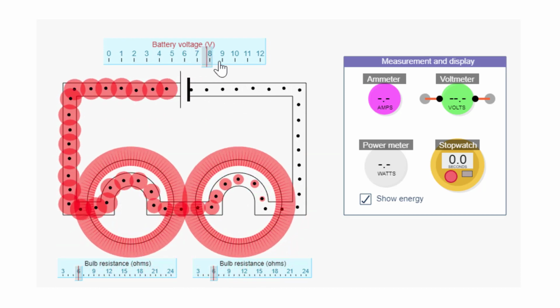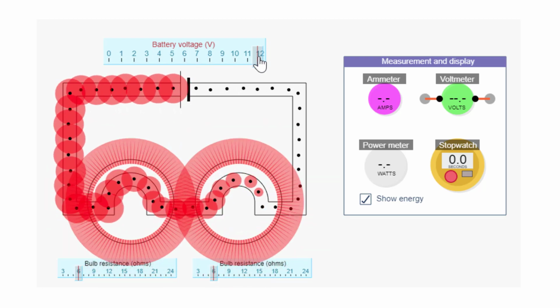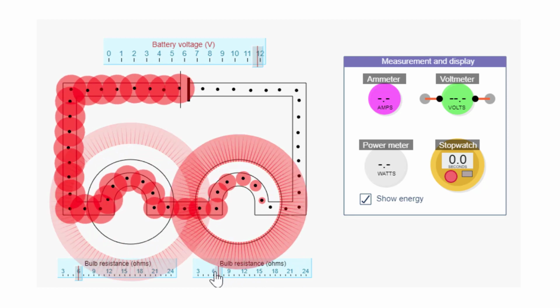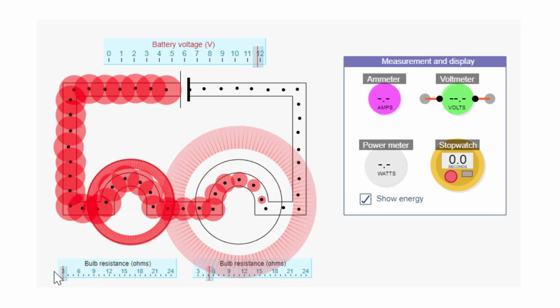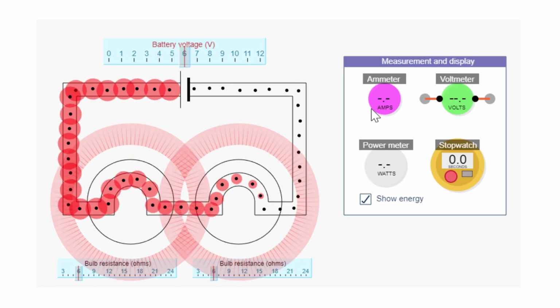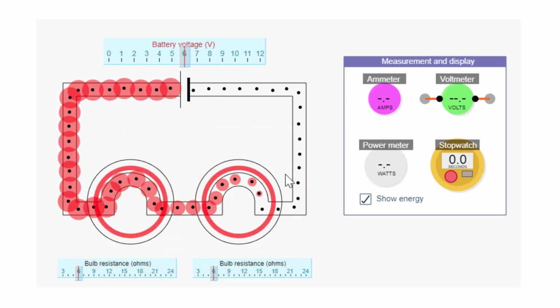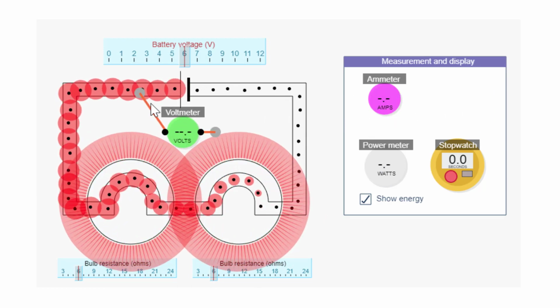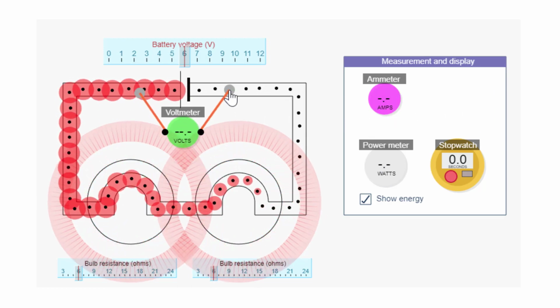And it doesn't matter what the voltage is, and it doesn't matter what happens with the bulbs. They always lose all of their energy. So the PD across the battery is 6 volts, and we can check that with our voltmeter. 6 volts, like that.